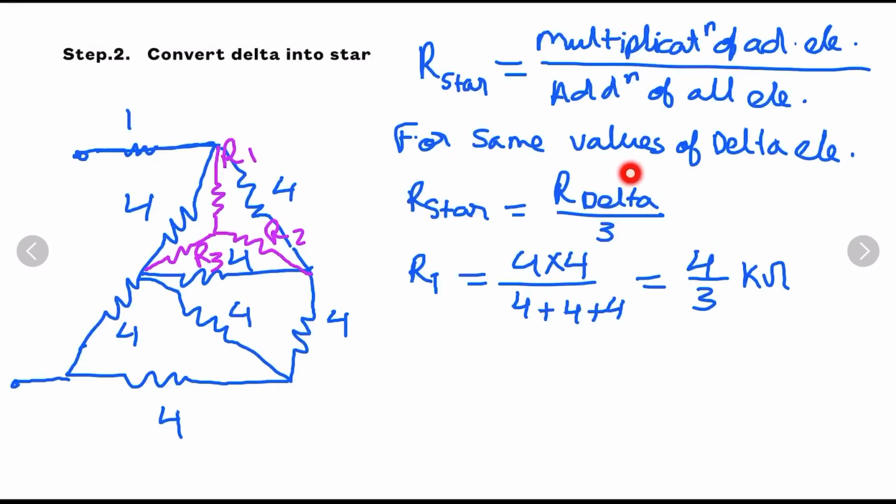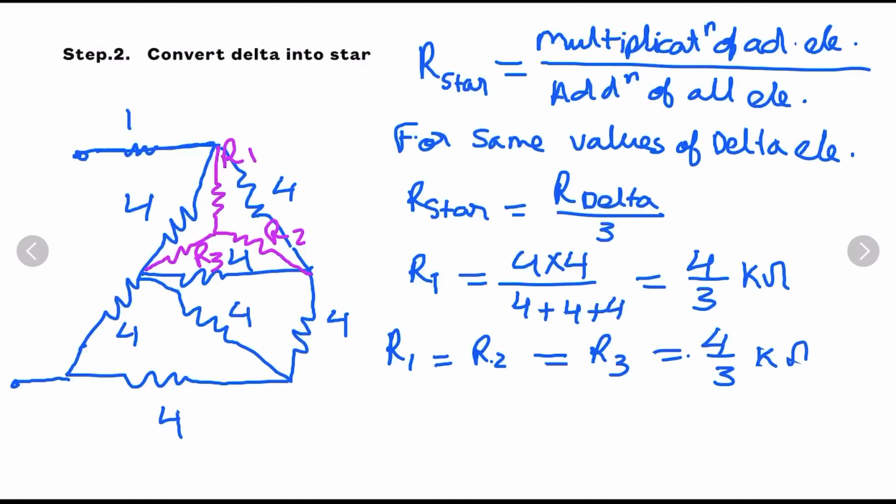If you apply this formula, then also you will get the same value. So if you are having same values of delta, you can easily apply this formula. You need not do all these calculations. Okay, and as we can easily see that all values are the same, so the values of the star will also be the same. That is R1 is equal to R2 is equal to R3, that is 4 by 3 kilo ohm.